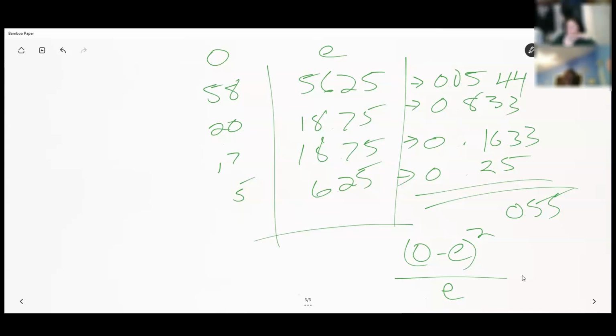So observed is 58 minus expected, 56.25 equals, and then I got to square it, which means I got to go to my scientific calculator. And I got 3 point whatever divided by expected, 56.25. Yes, I missed writing a 0. Thank you. Any questions on how I got any of the numbers I got?